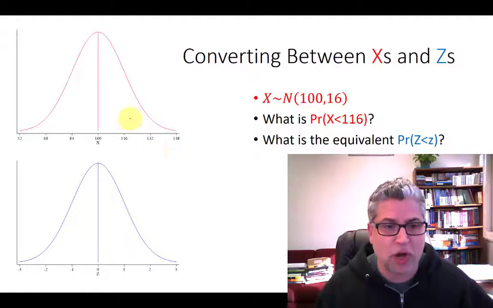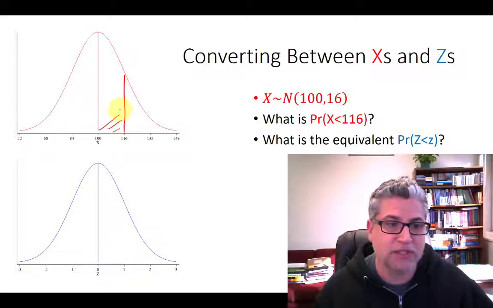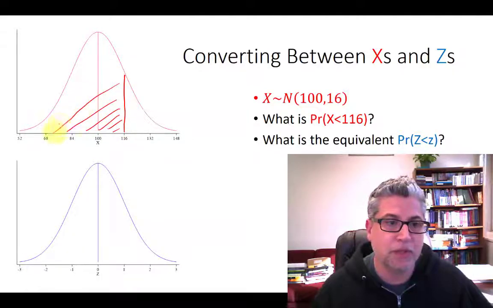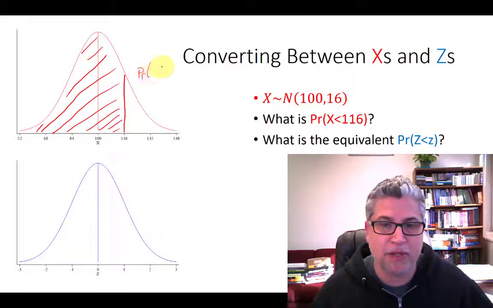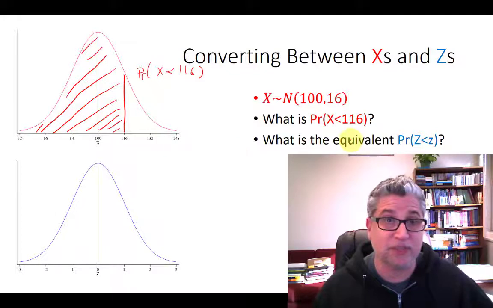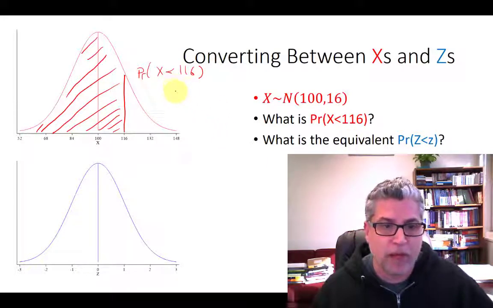So first, let's just draw what we're doing. In our original question with x's, we want to know what is the probability to the left of 116. So we want to know what this probability is. What is the probability that x is less than 116? Now, how can we answer this in terms of z's? We're going to follow the same procedure as before.